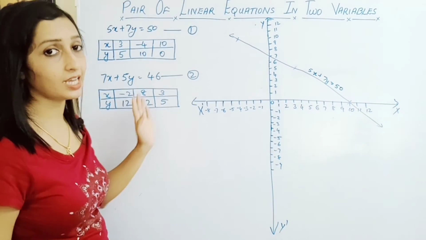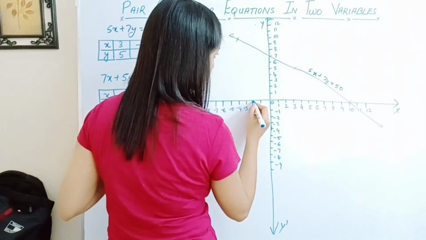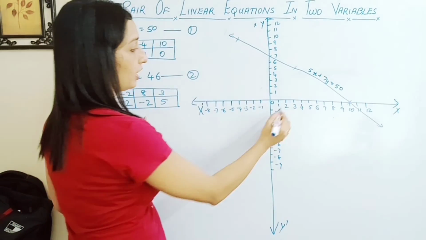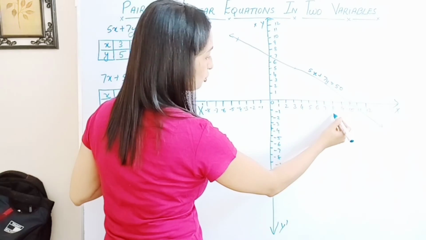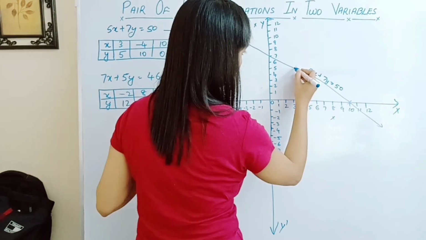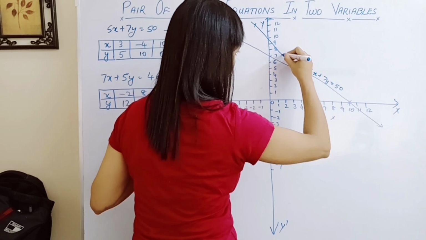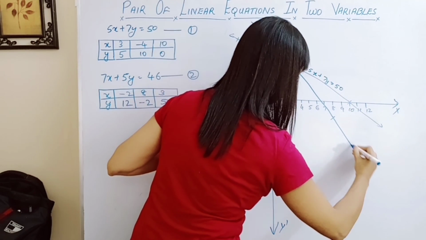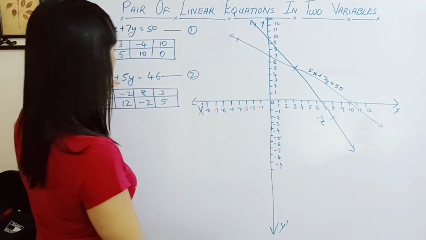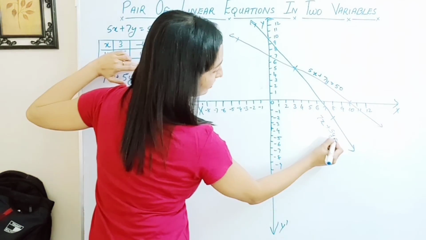Now, what about the next line? Now, let's plot these points. Minus 2, 12. So, this is a point. 8 and minus 2. So, this is a point. Now, 3, 5 again. So, that is 3, 5. Now let's join this. So you get it as this, and you name this equation as 7x plus 5y is equal to 46.